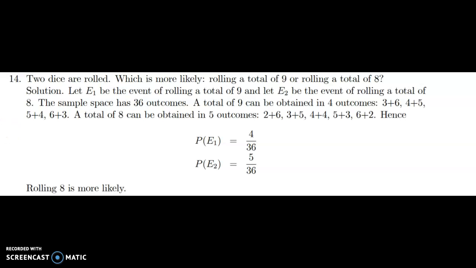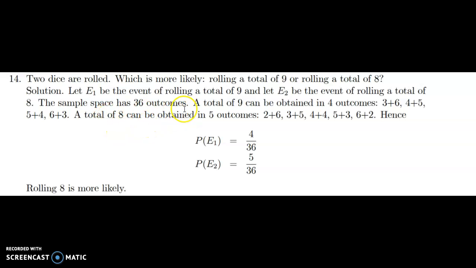Problem 14. Two dice are rolled. What is more likely? Rolling a total of 9 or rolling a total of 8? Solution. Let E1 be the event of rolling a total of 9 and E2 be the event of rolling a total of 8. The sample space has 36 outcomes: 1,1; 1,2; and so on, 1,6; then 2,1; 2,2; and so on, 2,6; and you continue that way. So 36 outcomes.